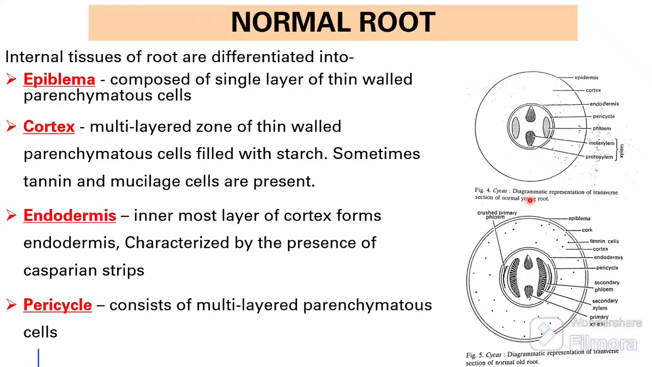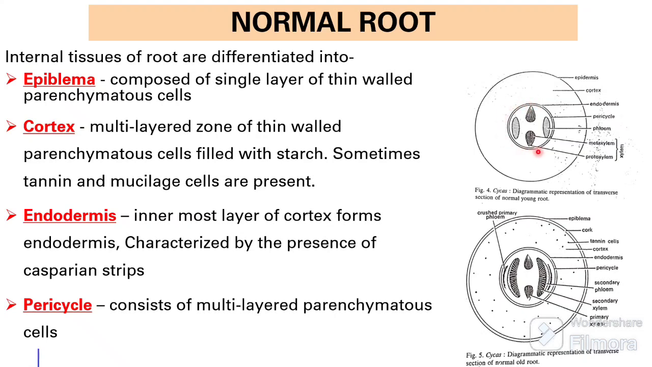As we can see here, the transverse section of a normal young root shows an outermost layer of epidermis, also called epiblema, which is made up of a single layer of thin-walled parenchymatous cells. Below the epidermis, there is a multi-layered region called the cortex. It is made up of parenchymatous cells which are filled with starch. Sometimes tannin and mucilage cells are also present in the cortex.